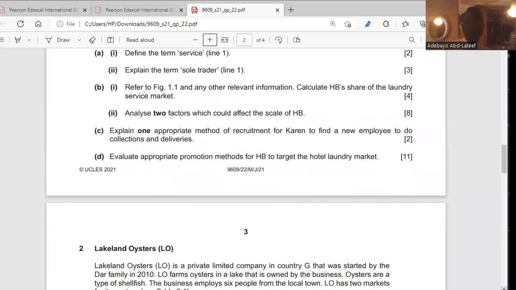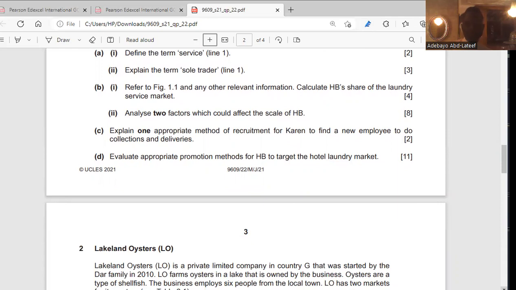Explain one appropriate method of procurement for Karen to find a new employee to do collections and deliveries. Karen could use social media. This could reach large numbers of the audience and it could be targeted.